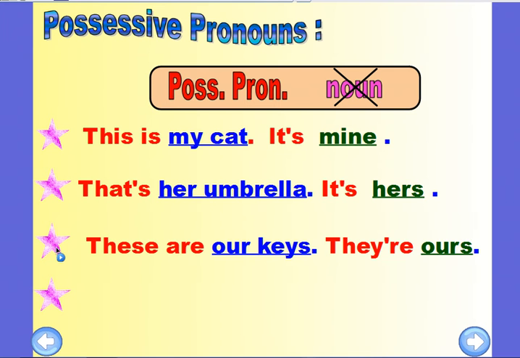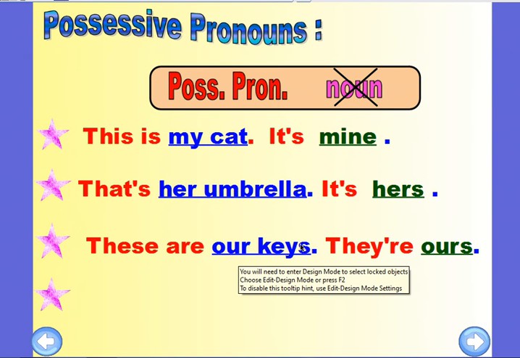Another example. These are our keys. They are ours. Our keys is ours. What's the difference? Our is a possessive adjective, so it's followed by a noun. But ours is a possessive pronoun, so it isn't followed by a noun. But in meaning, our and ours both mean belonging to us.